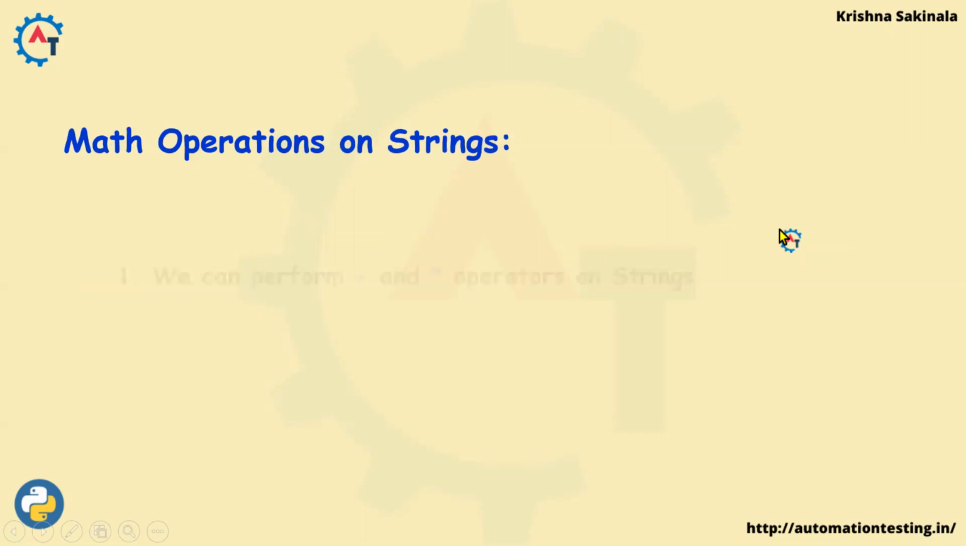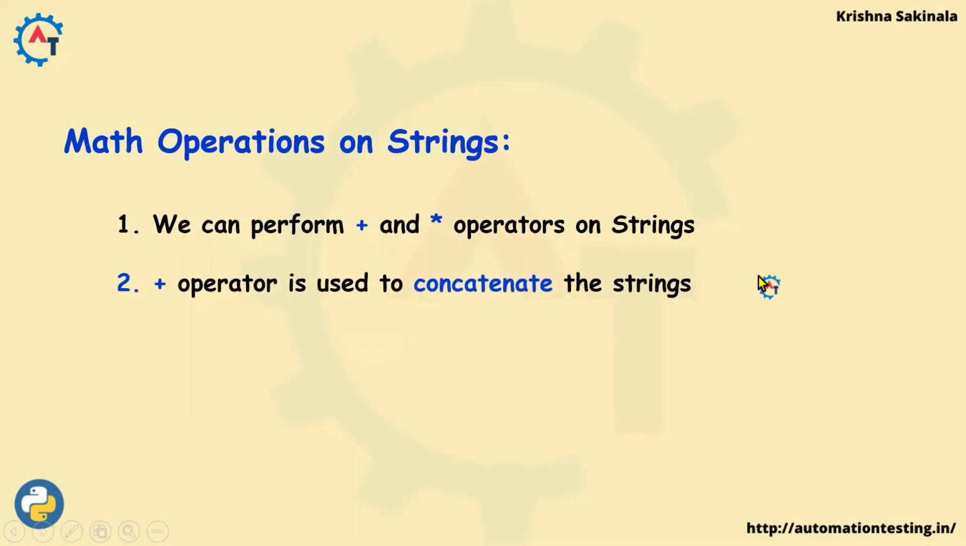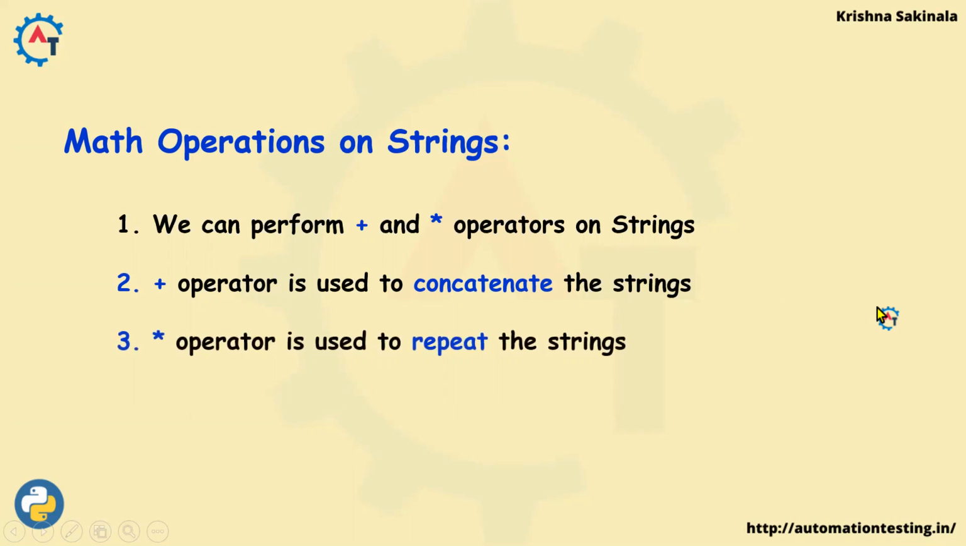So math operations on strings. We can perform plus and star operations, means operators, on strings. So we can use what operators? Plus and star. How we can use that, we will see. The plus operator is used to concatenate strings, means to concatenate two strings or three strings we can use the plus operator. The star operator is used to repeat strings. If you want to repeat the same string multiple times, at that time you can use the star operator.